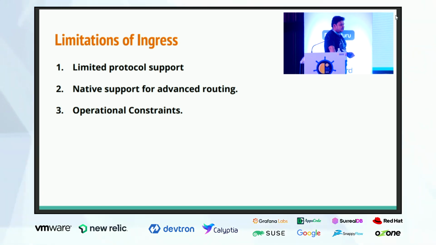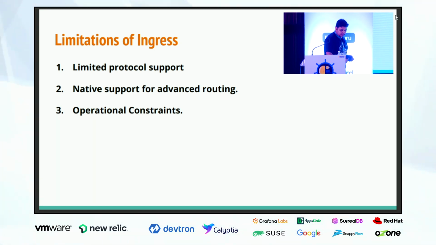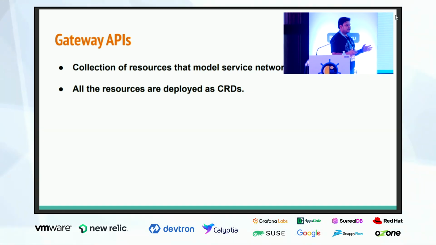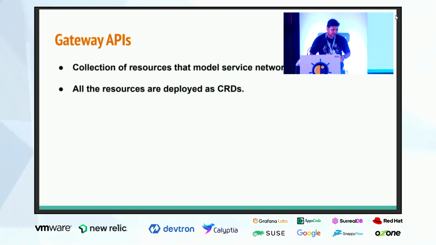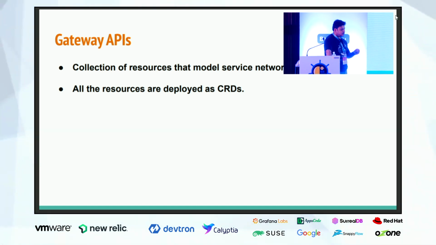All these limitations encouraged the SIG Network group of Kubernetes to work on something called the Gateway API. Gateway APIs are a collection of APIs, a collection of custom resources, CRs or CRDs as we call them, right? And they model service networking in Kubernetes just like ingress. They are deployed as CRDs. This is also a difference compared to ingress, right? Ingress is a native Kubernetes object, but these Gateway APIs are deployed as CRDs, and because of this we get some more benefits, as we will discuss very soon.